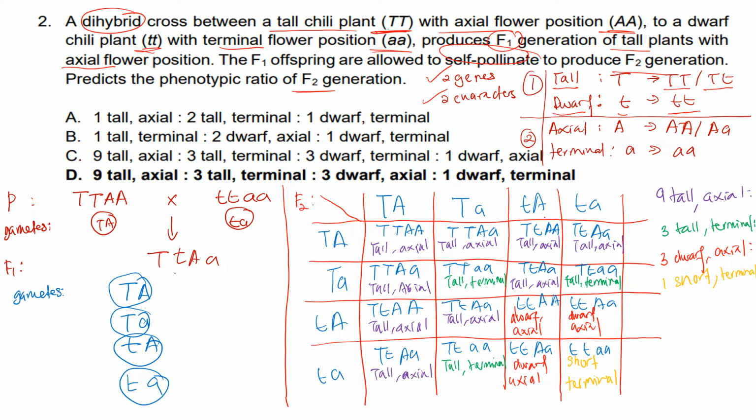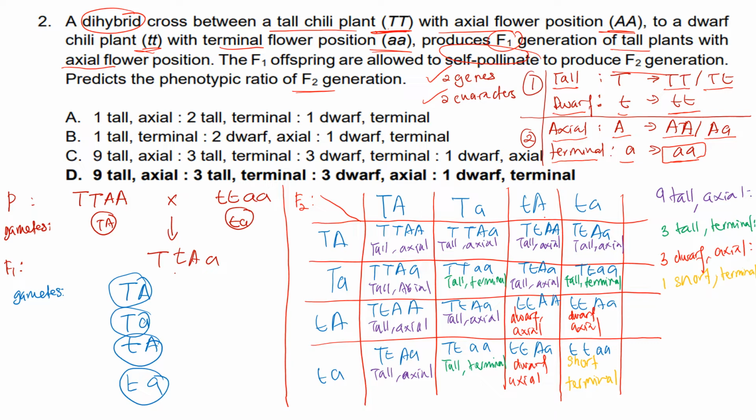The second character is flower position. The dominant phenotype is axial, which is controlled by the dominant A allele. So an individual with homozygous dominant genotype, capital A, or heterozygous will have axial flower position, and the recessive phenotype is terminal. It is controlled by the small a allele, and an individual that is homozygous recessive will have terminal flower position.